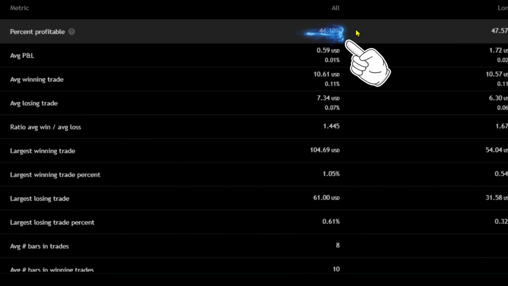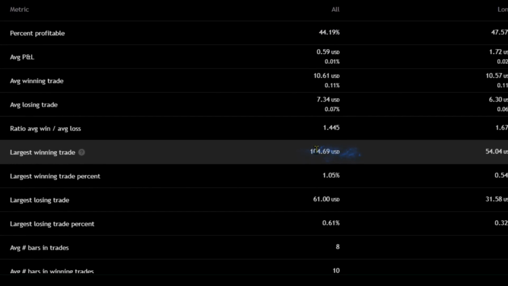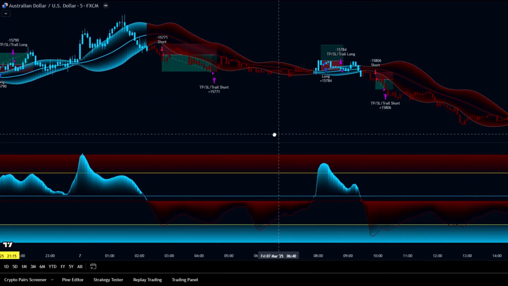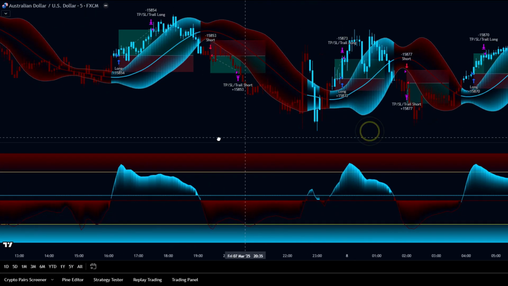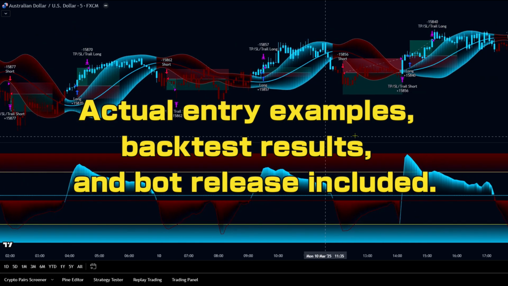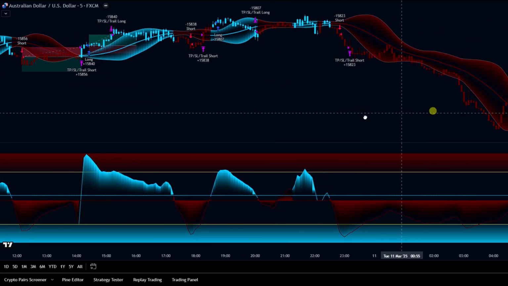Win rate, 44%. Maximum profit reached was $104. The average return on winning trades exceeds 10.6. But the real question is, can this strategy truly deliver results? We put it to the test using an automated trading bot focused on trend following with a trailing feature. In the latter half of the video, we'll reveal actual entry examples and backtest results, so be sure to watch till the end.